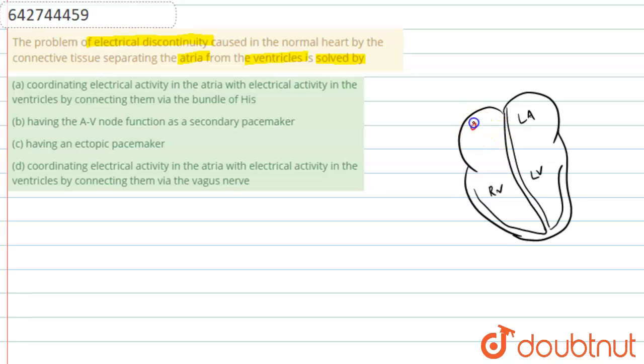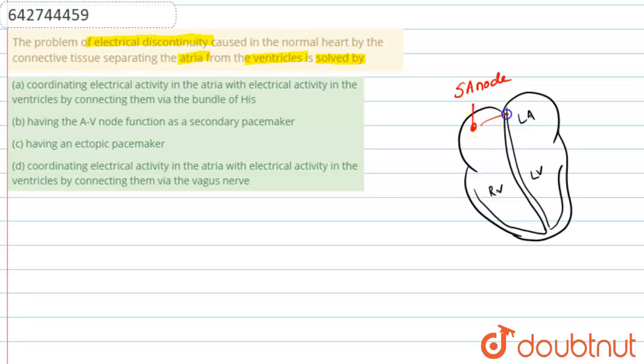The SA node is present in the wall of the right auricle. If I try to draw it over here, there is a node called the SA node. This SA node is responsible for generating the action potential, which stimulates the entire auricles to contract. The action potential is generated by the depolarization of the SA node and propagates throughout the atria via the gap junctions present in the muscle fibers, and this further causes the auricular contraction.